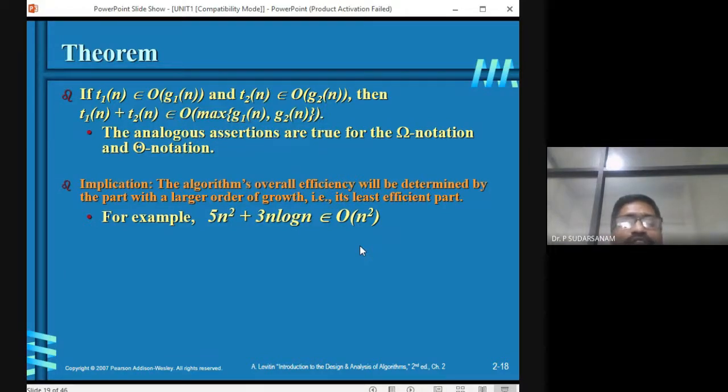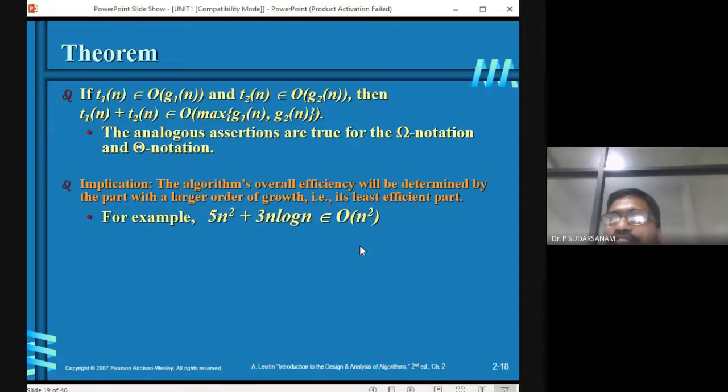Okay, so one definition we have already learned. Order of g of n: a function T of n belongs to order of g of n if there exist some positive constant c and non-negative integer n naught such that T of n is less than or equal to c into g of n, for n greater than or equal to n naught.